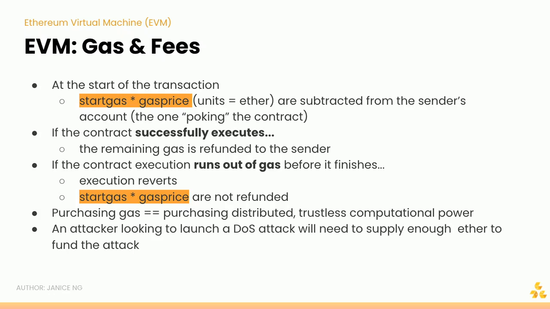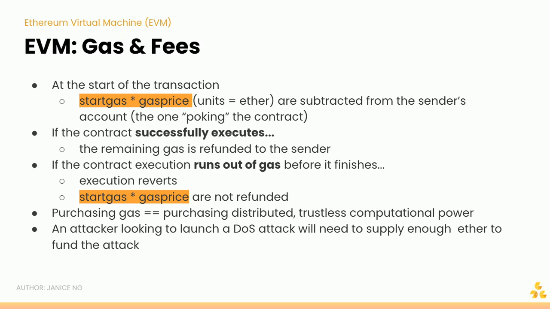the interaction, and if the contract successfully terminates, meaning there aren't any infinite loops and it finds a way to end, then the remaining gas is refunded back to the sender. So anything that was left over goes directly back to the sender. And if the contract runs out of gas before it finishes, then the execution reverts. So it goes back to the initial state. So that's where we refer back to the earlier state. And the start gas times the gas price are not refunded back to the initial address.